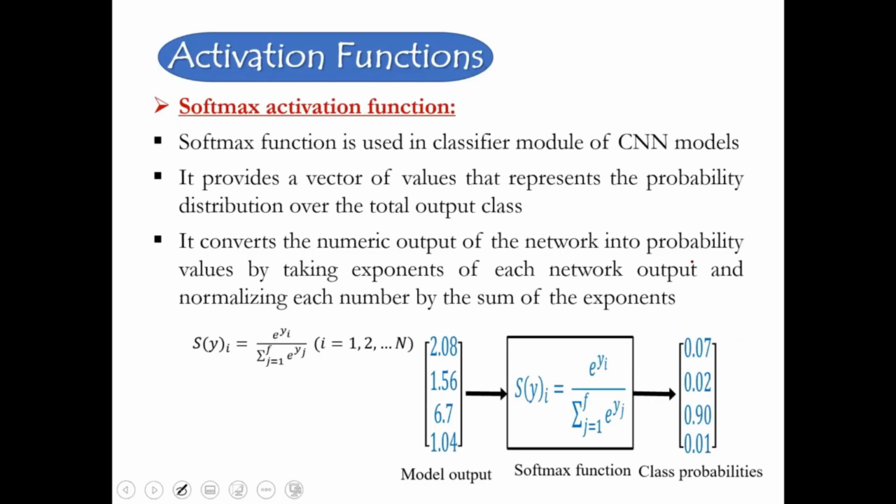Okay. Now there is one activation function, that is the softmax activation function. It is mainly used in the classifier module. What it is doing is representing the vector values of the output as a probability value over the total output classes. That means it is representing the probability distribution of the output classes.